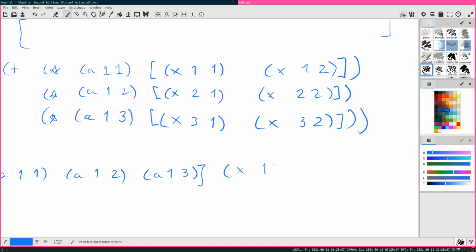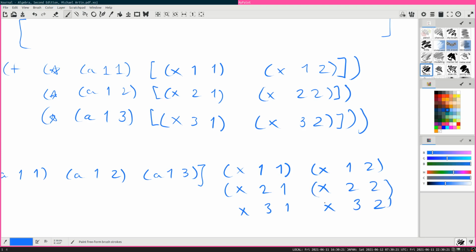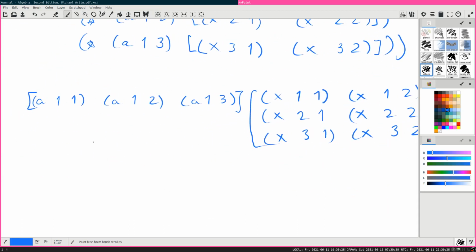X 1,1. X 1,2. X 2,1, X 3,1, X 2,2, X 3,2. What I want you to visualize is rotating this by 90 degrees.